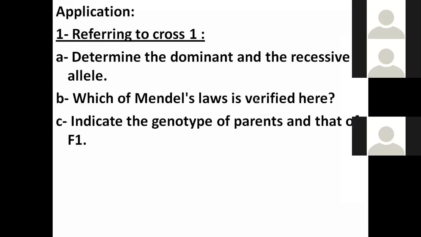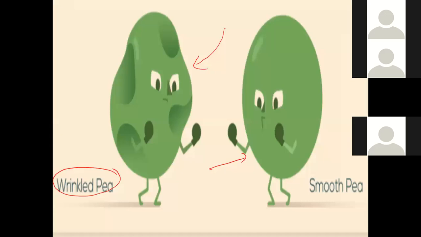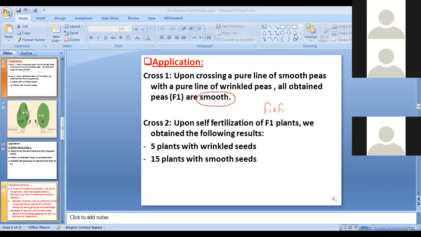What do they do? They said that we have 15 with smooth and 5 with wrinkled. So what does this mean? We have 15 and 5. In order to work with the proportion, first of all, I have to take the smallest number. The smallest number is the 5. Then we have to divide by the smallest number.